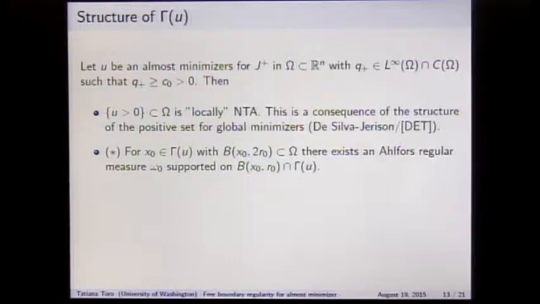What this means is that for x naught on the free boundary, as long as I look at a ball that's inside my domain, I can construct an Alford's regular measure, which is supported here. What is an Alford's regular measure? It's a measure for which the ball of radius r grows like r to the n minus 1. We're not going to talk about this anymore, but this is a very, very nice looking Radon measure. And once I have that, and I have non-tangentially accessible, we can prove uniform rectifiability locally.